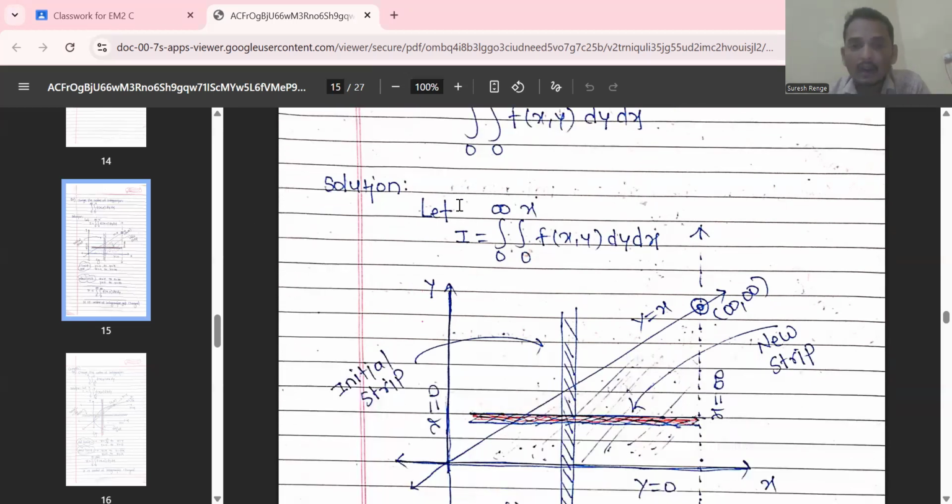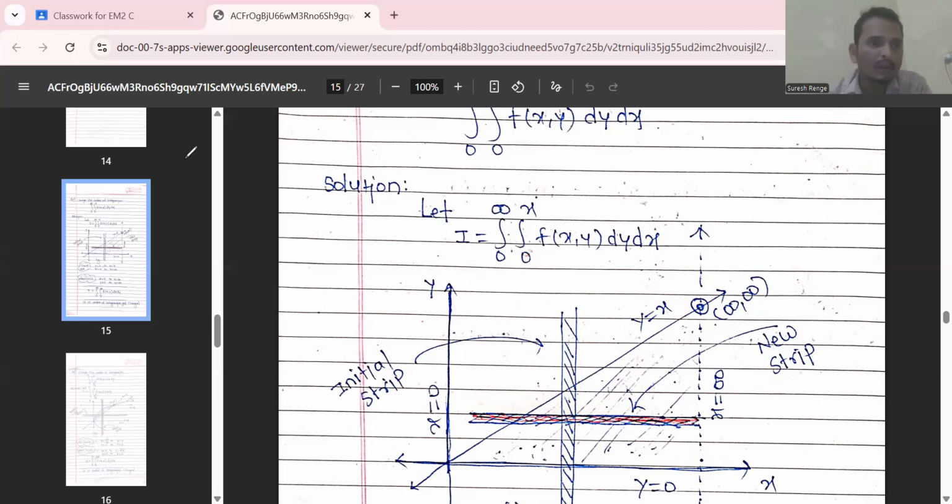We write: let I be equal to whatever integration is given. We write the integration as it is, and we consider it as I. Okay. Now the next step is to sketch the region for this integration.